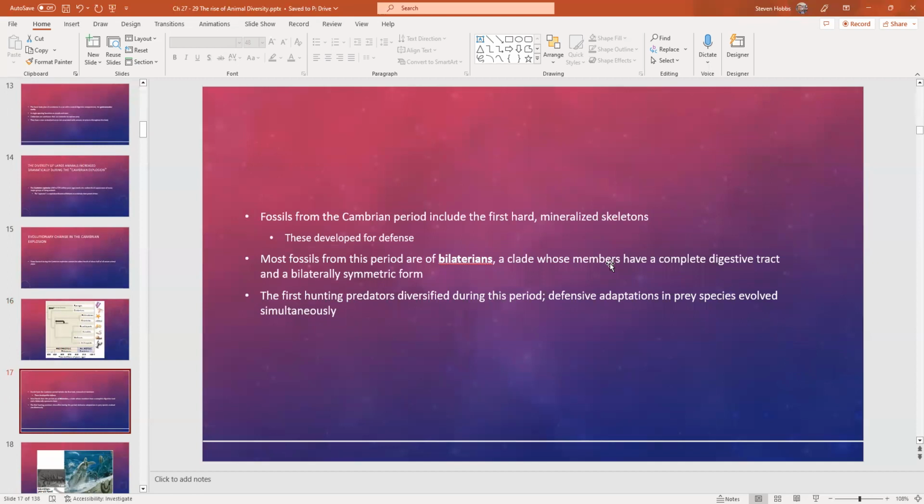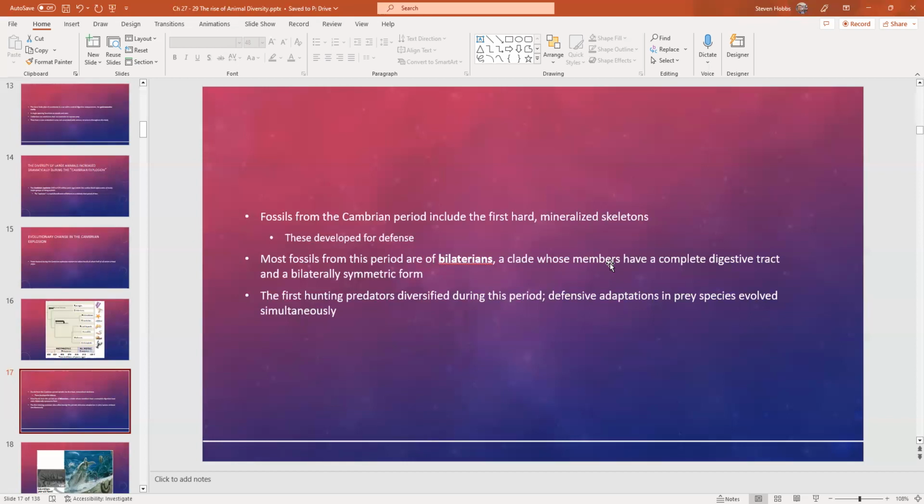So fossils from the Cambrian period include the very first hard mineralized skeletons, those likely developed for defense. We also start seeing animals become bilaterans. Bilaterans mean that they have a left and a right. They're going to be bilaterally symmetric. They have a complete digestive tract, which means they've got a mouth in the front, if you will, and an anus in the back. So we've got a front and a back, a left and a right, and a top and a bottom. That allows for animals to move around in the water very efficiently.